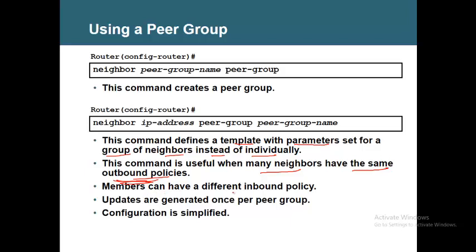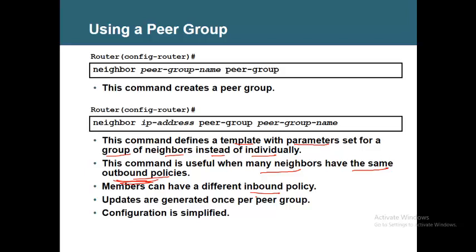See, members can have different inbound policy, that doesn't matter, but outbound policy is the same. Members may have different inbound policy. Peer group we are not going to use for inbound policy. As usual, the inbound policies can have variations, no problem. But if the outbound policy is the same for all IBGP neighbors, you can use this peer group.